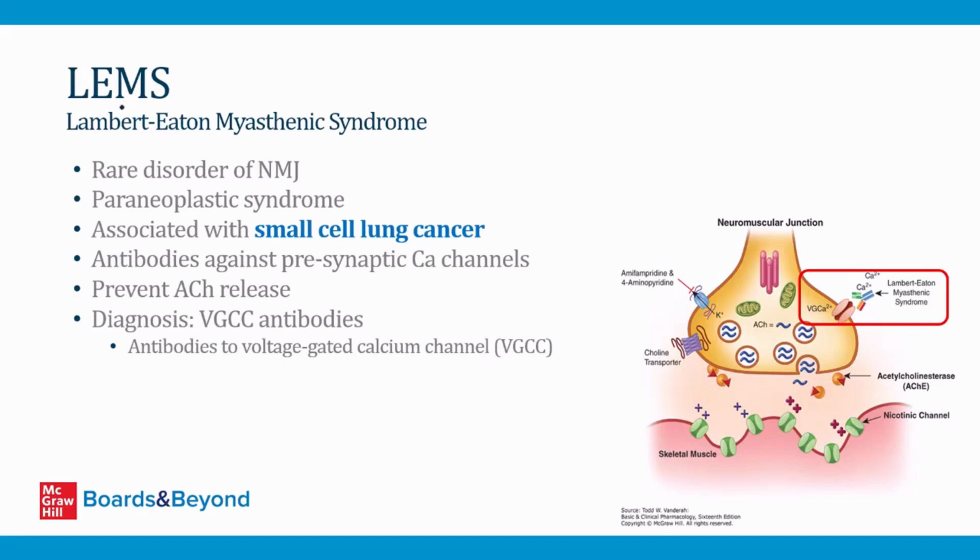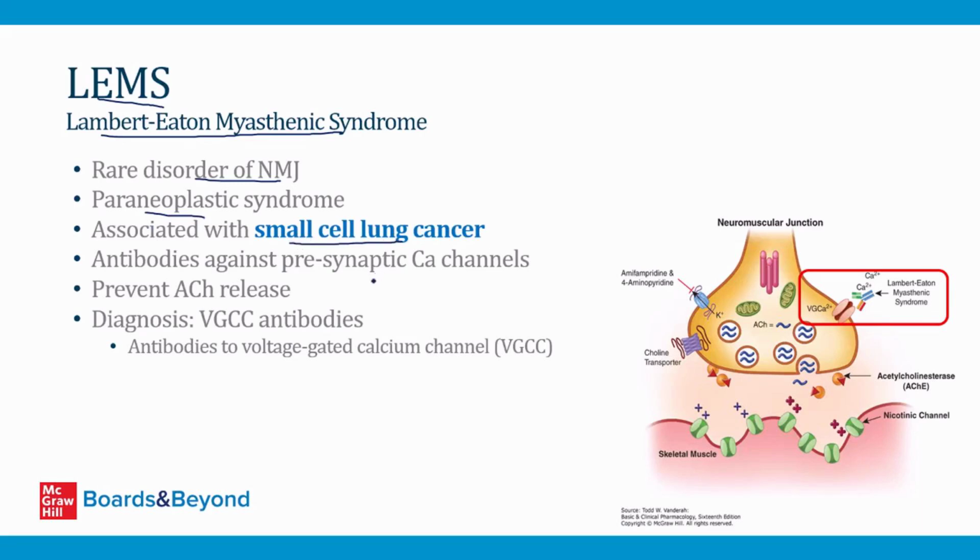Okay, moving on, let's talk about our second neuromuscular junction disorder for this video, and that's the Lambert-Eaton myasthenic syndrome, also called LEMS. This is a very rare disorder of the neuromuscular junction. It's much less common than myasthenia gravis. And this is a paraneoplastic syndrome. It's associated most strongly with small cell lung cancer.